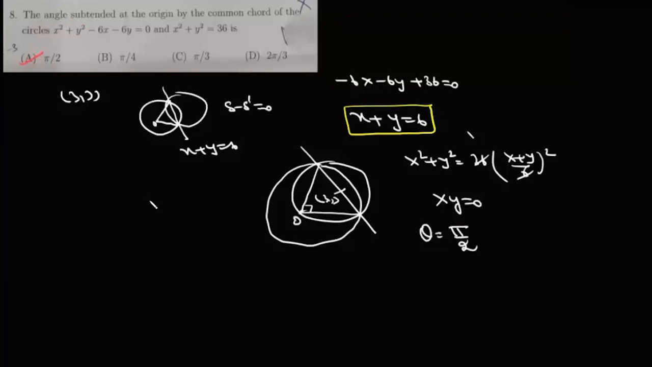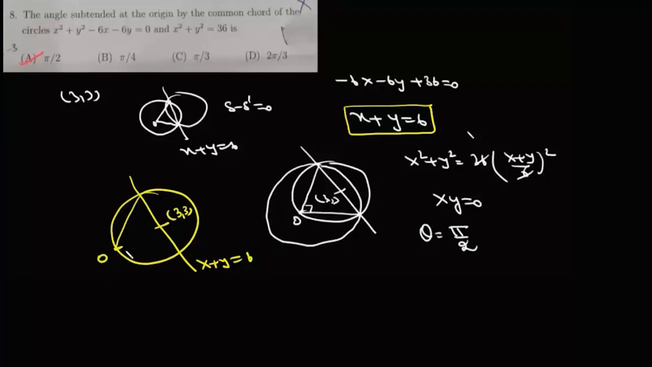Now there are two ways to do it. If we look at the second circle, its center is (3, 3), which lies on this line x plus y equals 6, and it also passes through the origin. So this chord is a diameter, and we know that the angle subtended in a semicircle is 90 degrees. So the answer to this question is pi by 2.